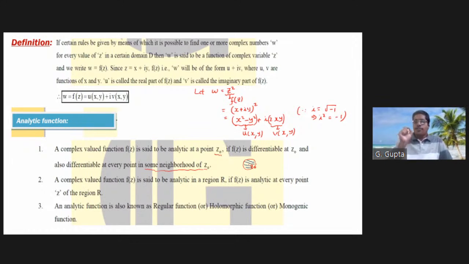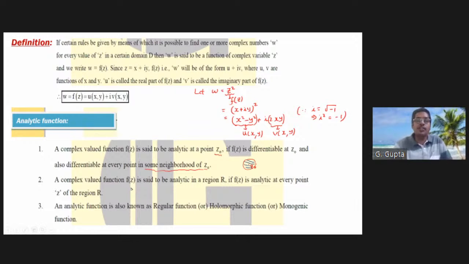So when we take a point as a center, so many circles we can draw. We have to find some circle, that means one circle for which at every point inside that circle, the function F of Z is differentiable. Then only we can say the same function is analytic at a point Z0. It is difficult to understand analytically or geometrically.